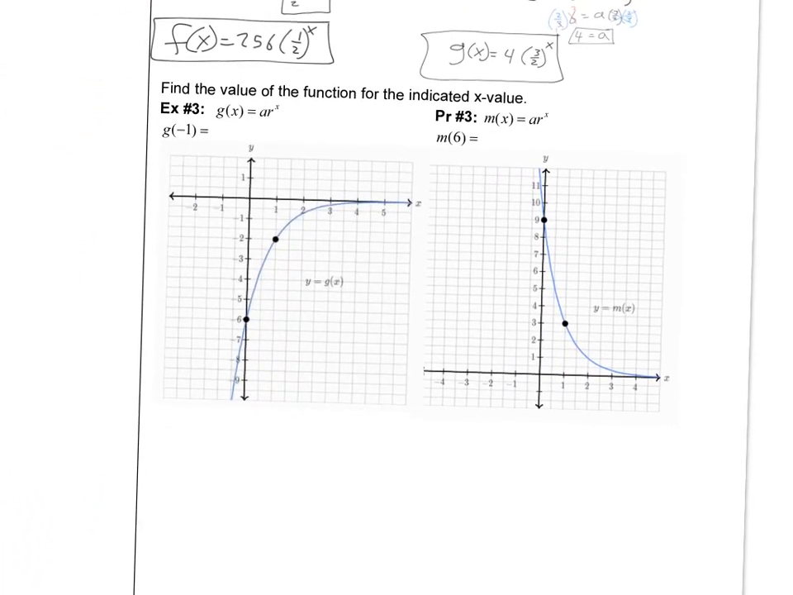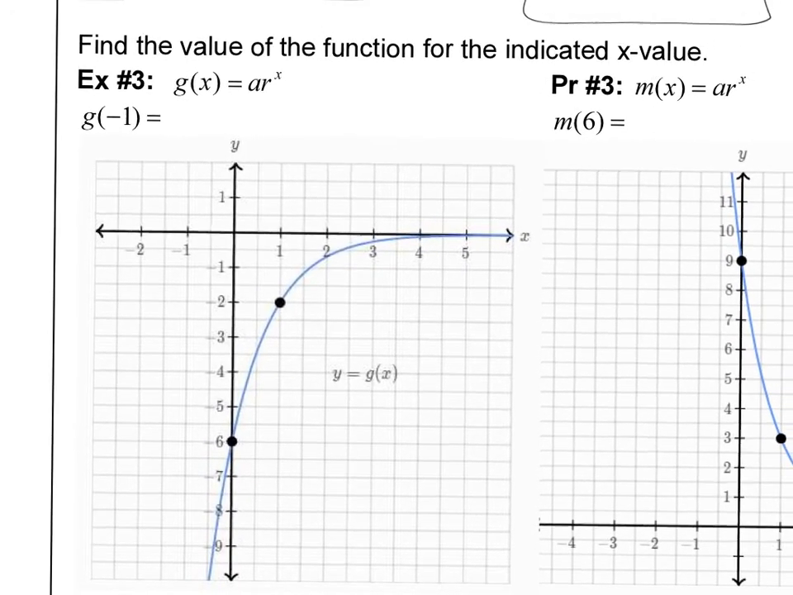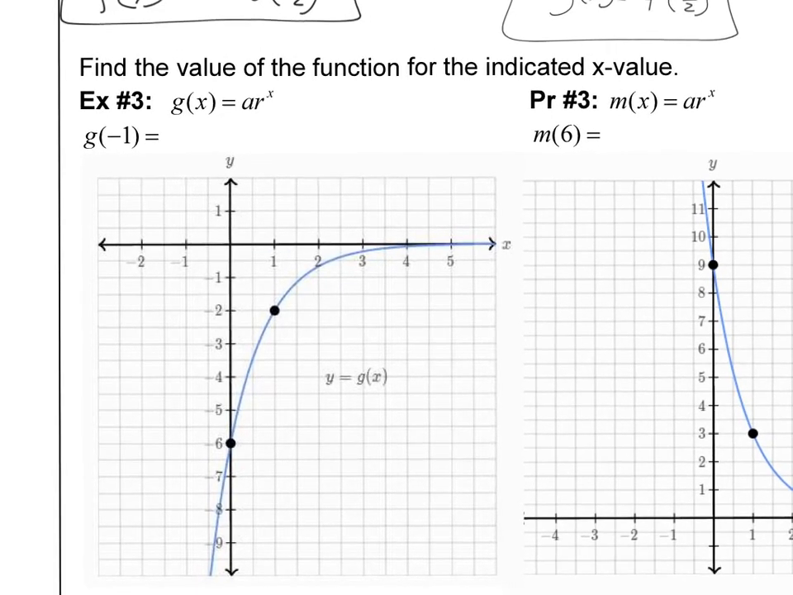Got a little bit more to do here, and then we will be done with these notes. So find the value of the function for the indicated value. Now they give us the function and they give us a graph, and they want us to find it for a certain x value. So they're telling us -1.